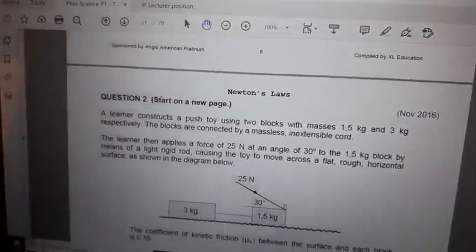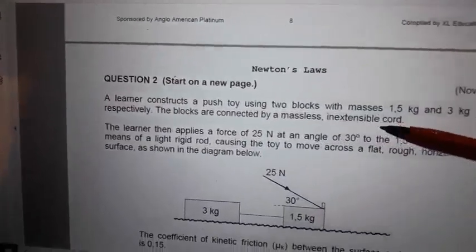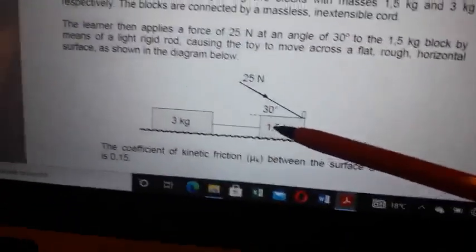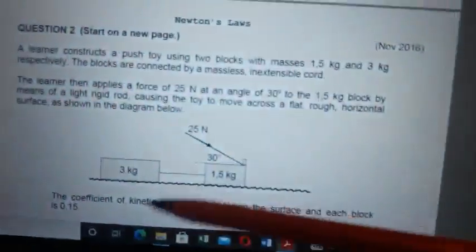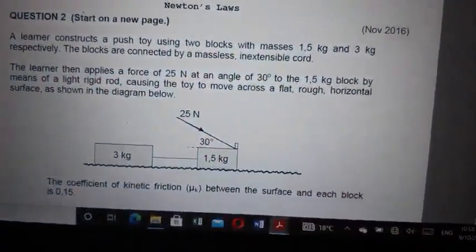Students, I'm now going to the second part where we said we need to look at how we calculate the normal force, especially in this case. Remember, I said we are attempting question 2. So the first step in question 2 is to draw a free body diagram. So I'm going to look at my 3 kg and my 1.5 kg.